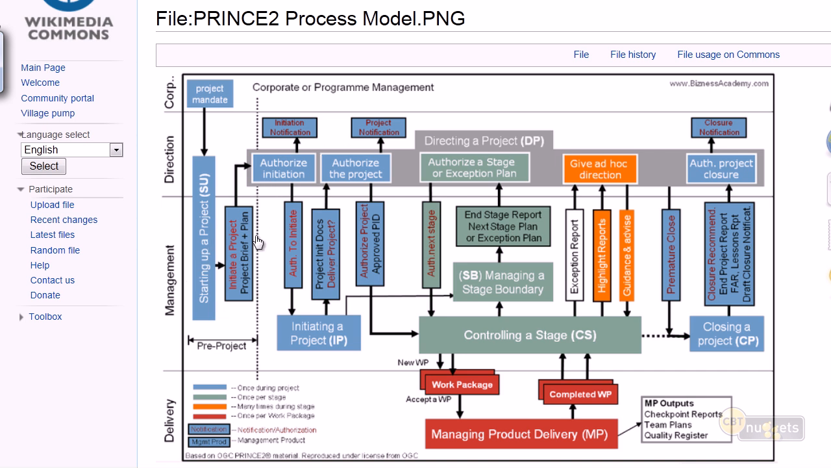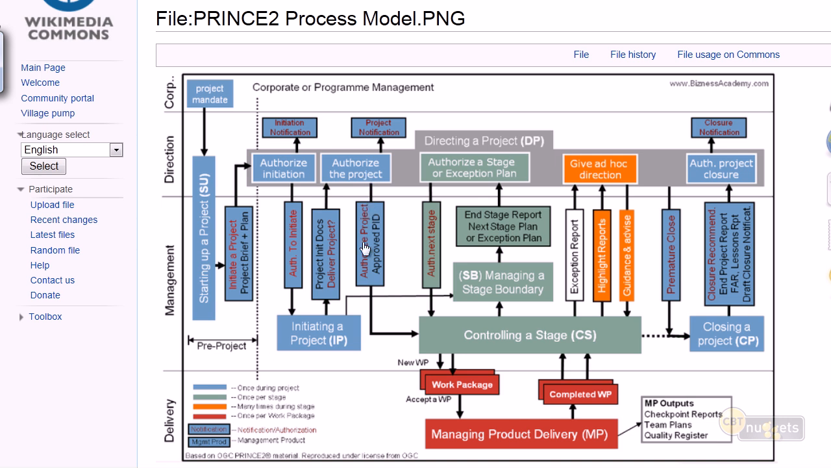Our project management activities take place in this space, and we start off with starting up a project, SU, and after we do the SU, we produce the project brief and the project plan. We send it up to management, we get it approved, we get the authority to proceed, and we move into the serious planning of the project. We go initiating the project and we do IP. We produce the project initiation document, which is primarily the project plan, identifies the budget, the schedule, and all of the other aspects to the project. We send that back up for senior management approval.